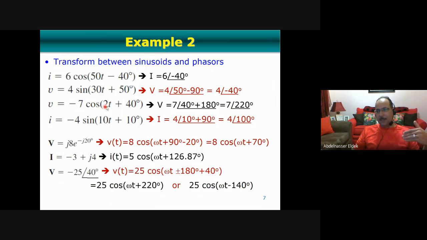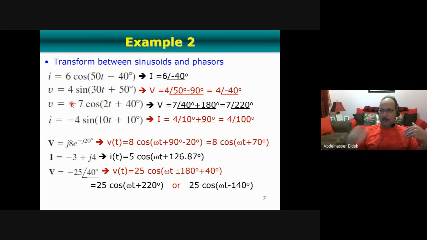Next, v equals negative 7 cosine. Okay, so it is cosine. The amplitude here is 7, and what is the phase? The phase is 40. And you have a negative here. You can add it inside by adding plus or minus 180 degrees.